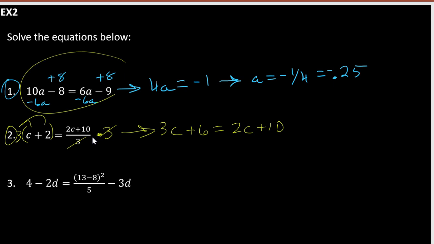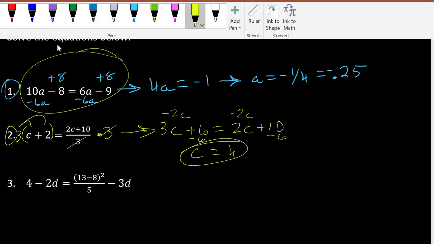I'm going to do a lot like what I did here earlier. Put all the c's on one side, put the 6 and the 10 on the other side. Okay, so minus 2c, this leaves me with just c on the left. Okay, and minus 6, that leaves me with just 4 on the right. C obviously is 4.